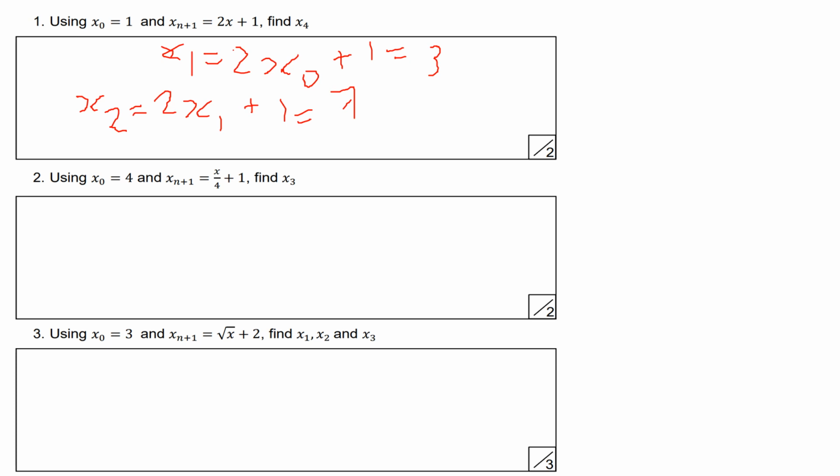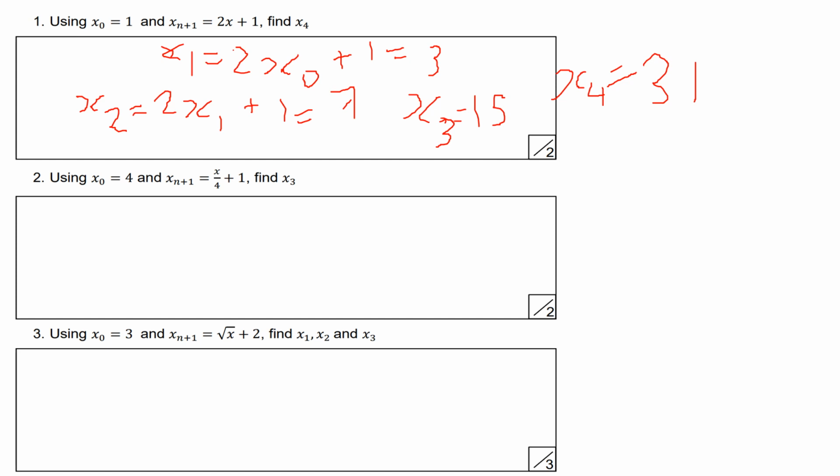What about x3? Similar idea. We put in n is equal to 2 into the iteration formula. We're going to have 2 lots of x2, so 2 times 7 is 14, plus 1 is 15. And then finally x4, which is what we want. X4 is going to equal 2 lots of x3, which is 2 times 15, plus 1, which is 31. That's question 1 done.